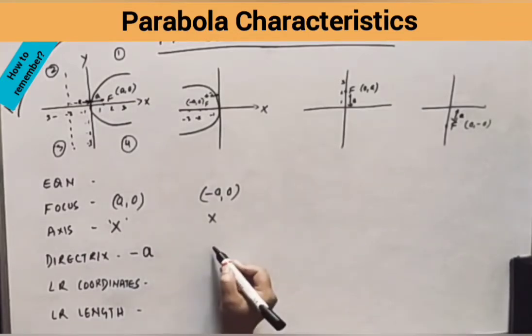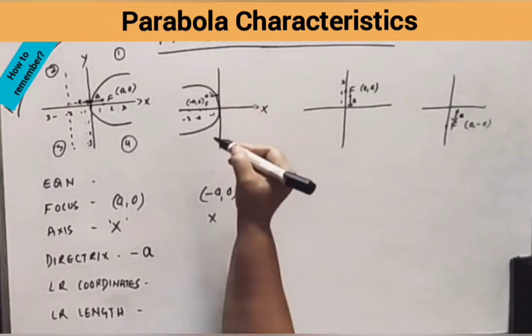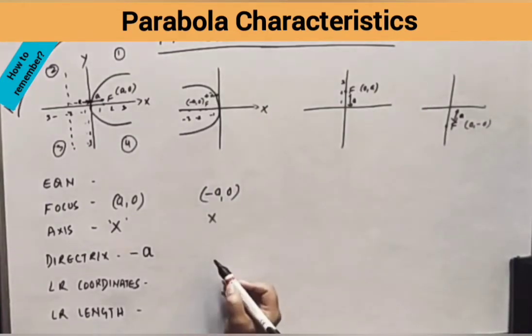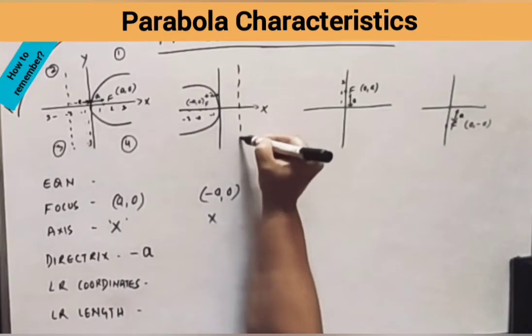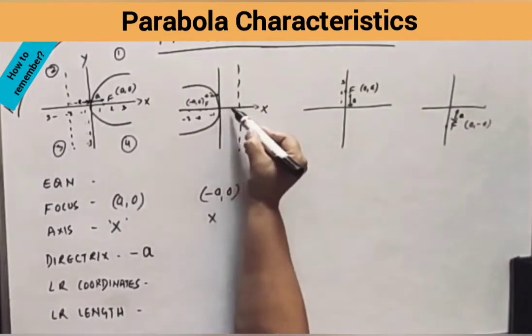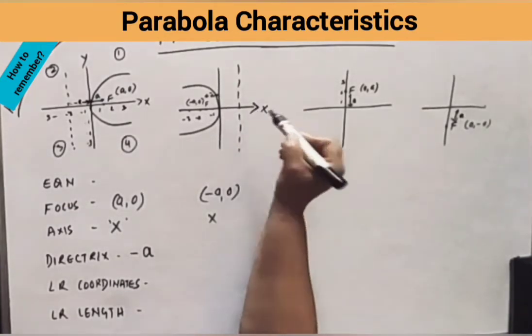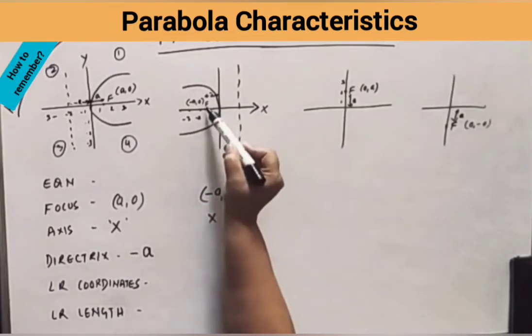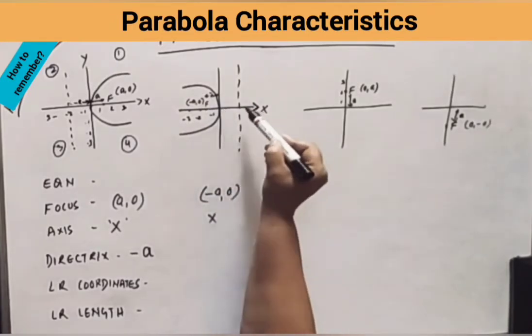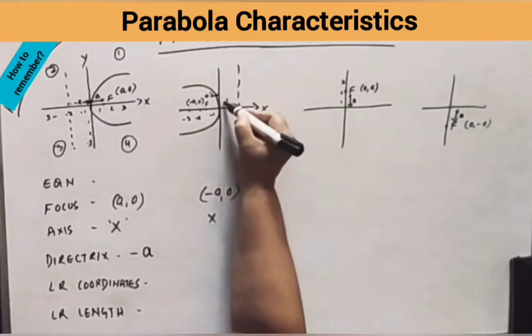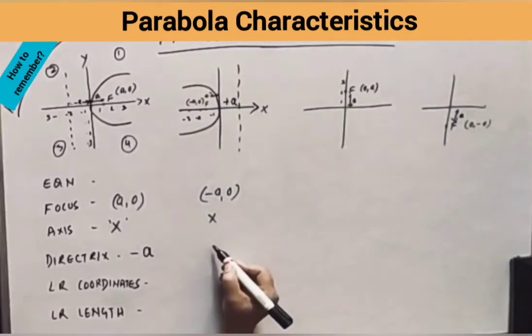Let's come to the second type. For this left hand side parabola, directrix would be on the opposite side, which is now on the positive side of the x-axis. So here the distance is minus a from focal point to vertex. From vertex to the directrix would be plus a. So directrix is plus a.